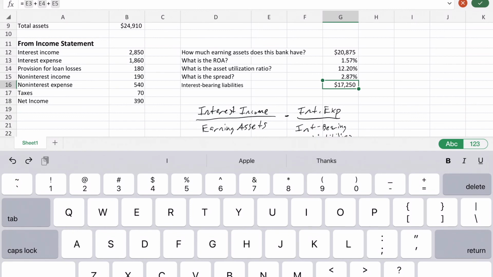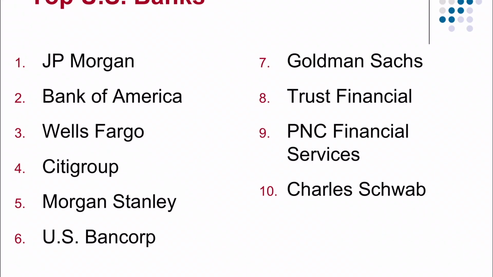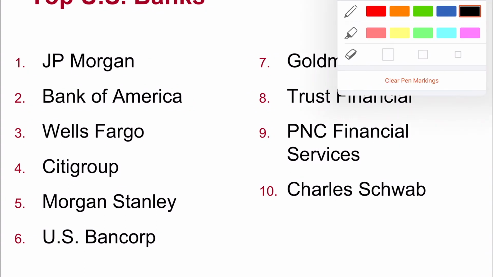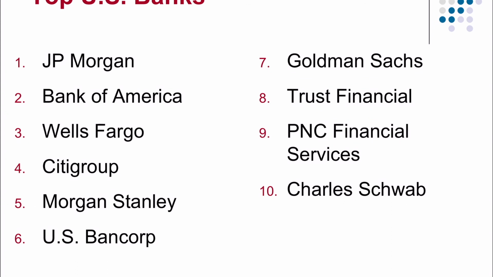So now let's just conclude this second part of lecture 1. Okay, so to wrap up this first lecture, let's take a look at the top U.S. banks by market capitalization. The top bank in the United States is J.P. Morgan. They have a market capitalization here in 2020 of $423 billion. And then number 2, you can see we work our way down to Bank of America, Wells Fargo, Citigroup, all the way down to Charles Schwab.